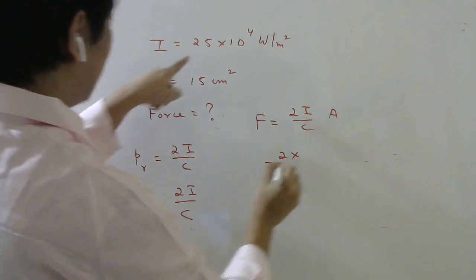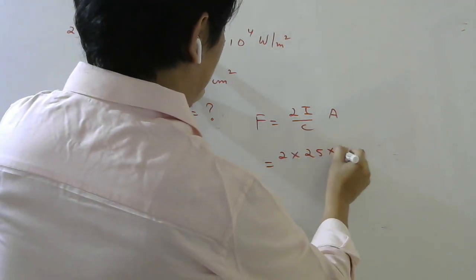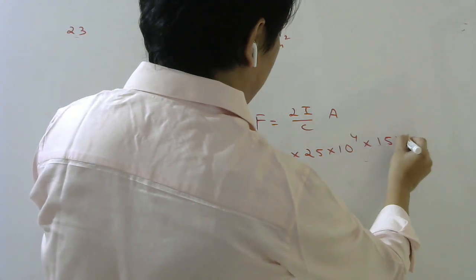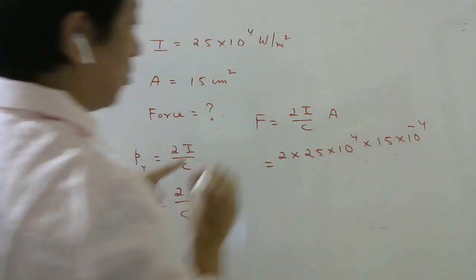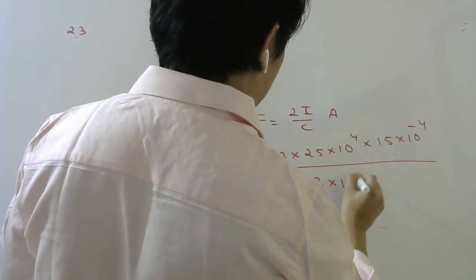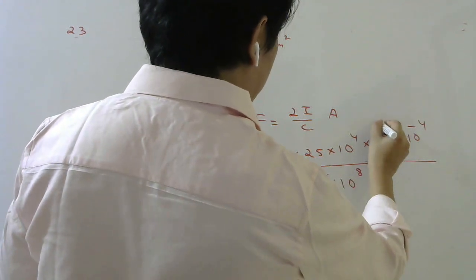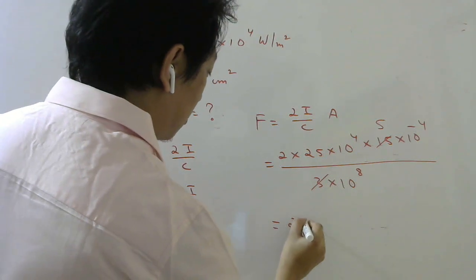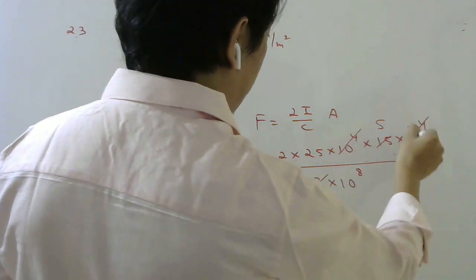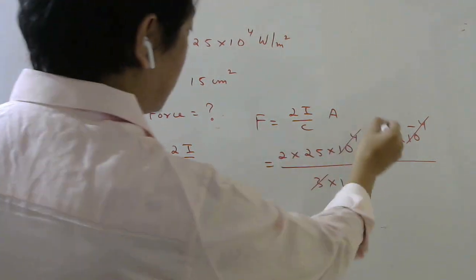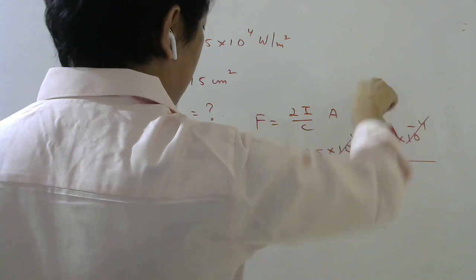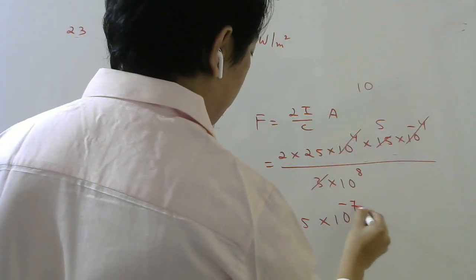So intensity is 25 into 10 power 4. Area on which it is falling is 15 centimeters square, means 10 power minus 4 meters square. Speed of light is 3 into 10 power 8. So 3 5s are 15. So 25 into how much? This 10 power 4, 10 power minus 4 I can cancel. 2 5s are 10, 1 0 will be there. This 8 will go up, minus 8. Minus 8, 1 0 will be minus 7.